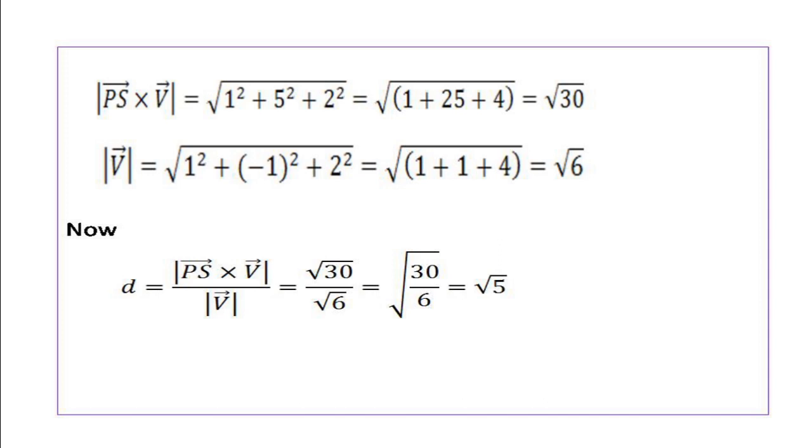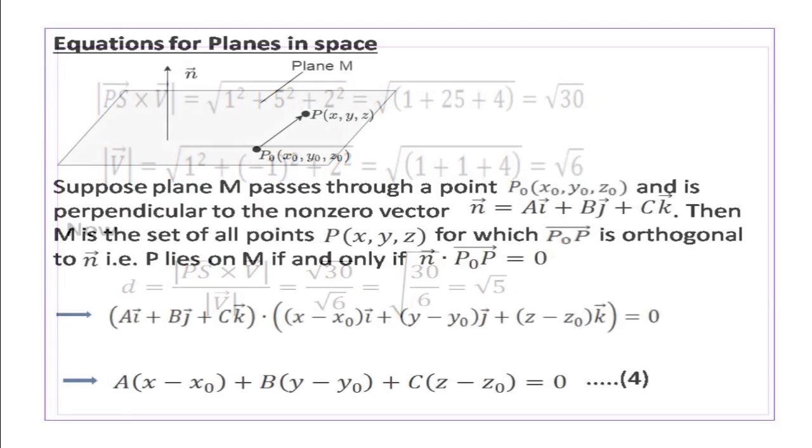Now, the magnitude of vector PS cross vector V equal to square root of 1 square plus 5 square plus 2 square equal to root 30, and magnitude of vector V equal to root 6. So, the distance D equal to magnitude of vector PS cross vector V divided by magnitude of vector V, that equal to root 30 by root 6, which is equal to root 5.